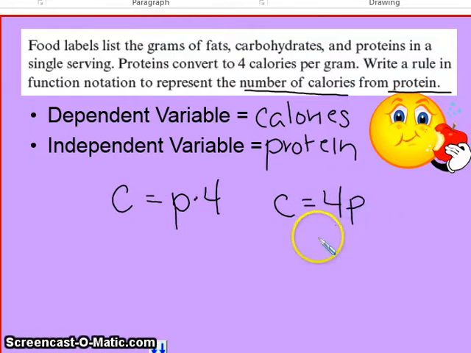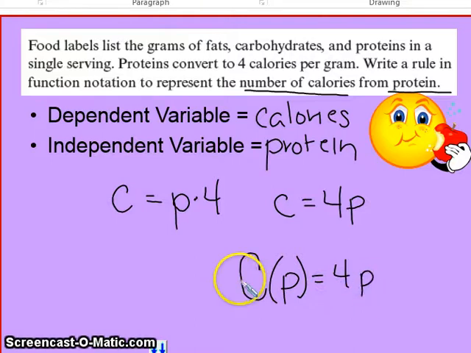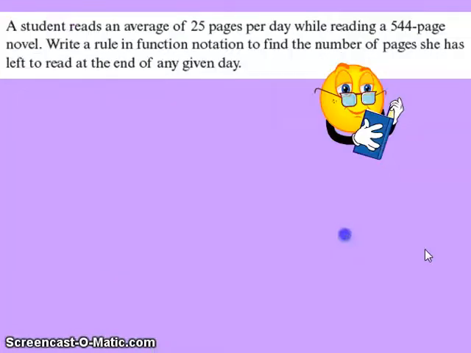Now to write it in function notation, we replace our dependent variable, calories, with something like f of x. So I'm going to name this function capital C. I can name it whatever I want. And then I'm going to write the variable in my function in the parentheses. So C of P equals 4P. Calories as a function of protein, or calories with variable protein, equals 4 times P. And that's our equation in function notation.